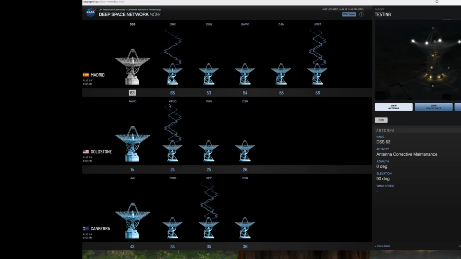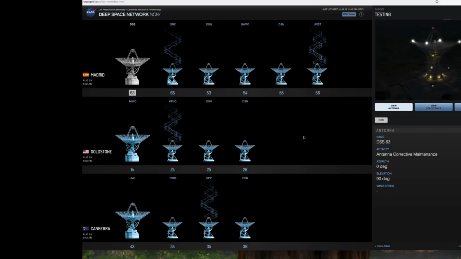Here at Goldstone, we're transmitting, I believe this is the Korean Lunar Orbiter. We're transmitting and receiving. Down here at Canberra, we're transmitting to Solar Probe Plus. That's Parker Solar Probe, which is a Johns Hopkins mission. It's orbiting the sun.